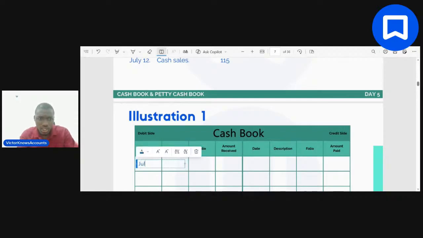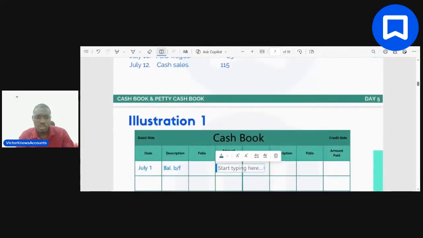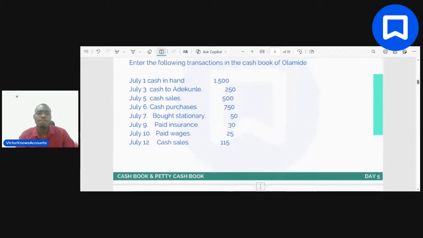Come here, you say July 1. Description: balance brought forward. No folio. The amount is what? Amount is 1,500 naira. So that's that. Now the next one is what?